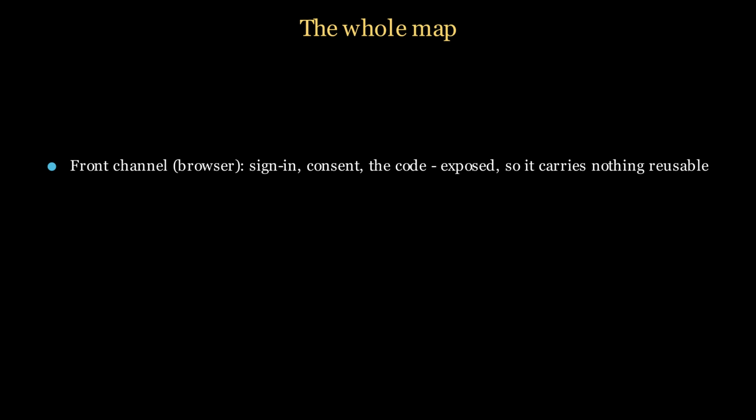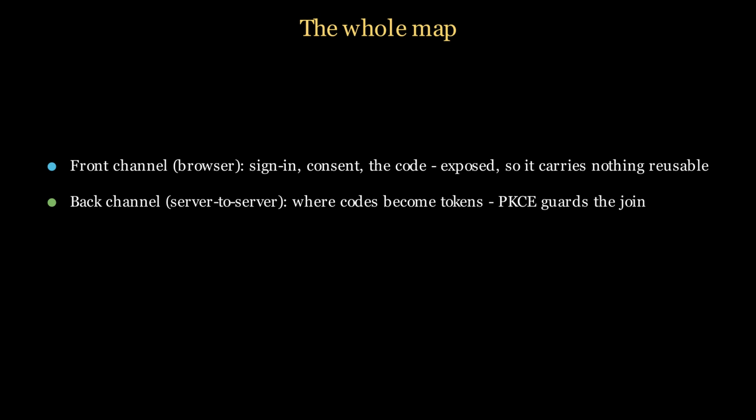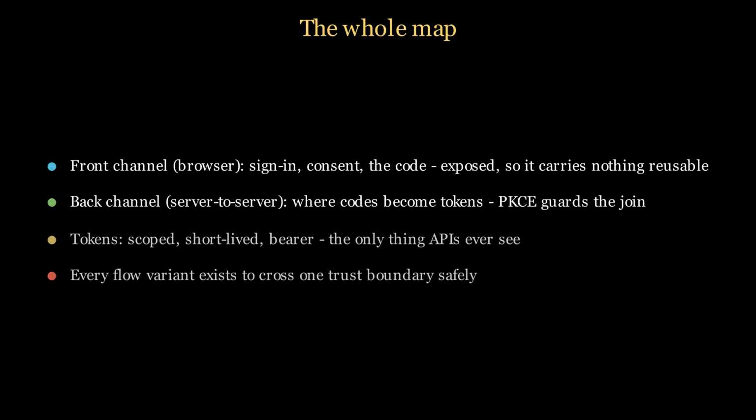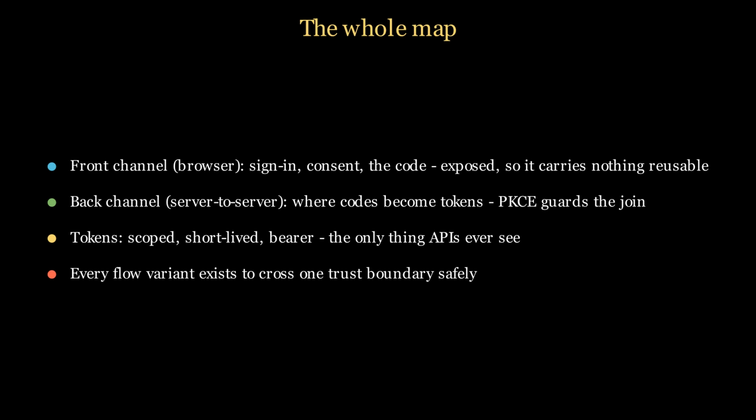So here's the whole map on one screen. The front channel, blue, runs through your browser. It's where you sign in and consent, and because it's exposed, nothing that travels it can be used alone. The back channel, green, is direct, server to server. It's where codes are exchanged for tokens, with PKCE guarding the seam between the 2 channels. And tokens, yellow, are the product: scoped, short-lived bearer credentials, the only thing an API ever sees. Auth code flow, refresh, client credentials, device code, every one of them is just a different safe path to that same yellow disk.